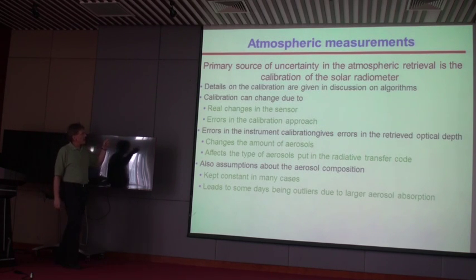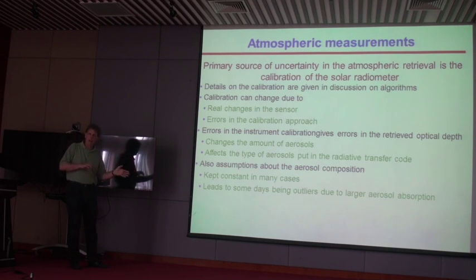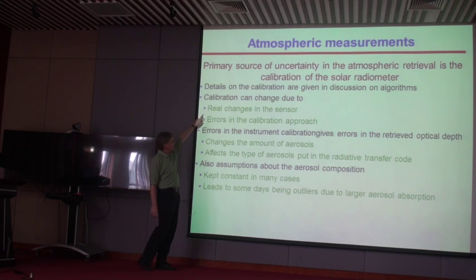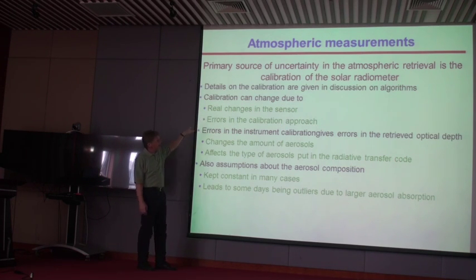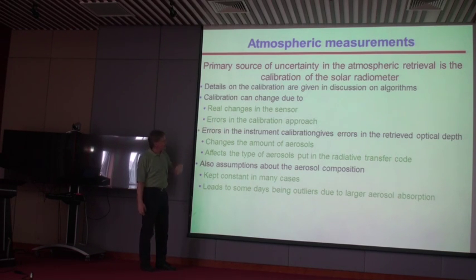So for the atmospheric side, all of these will get more details. You'll hear it today or this morning, and then you'll hear it again later on in the detailed sections. Calibration, in terms of the instruments that we're using, and the retrieval is the solar radiometer. So it's the errors and how we calibrate them.